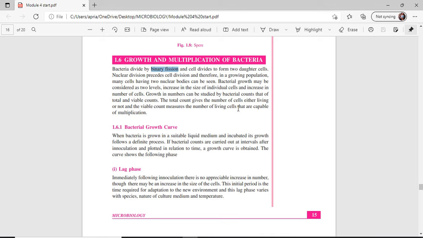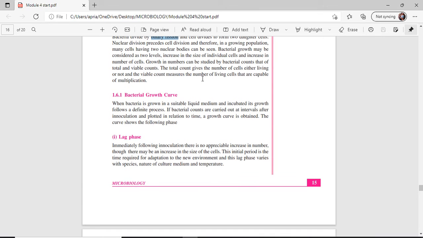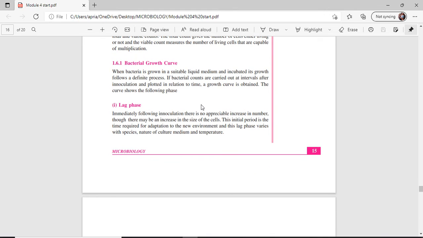So, para mag-isip ka sa mga estimated bacterial growth. Okay? You have here bacterial growth curve. So, what is bacterial growth curve? Okay, it is when bacteria is grown in a suitable liquid medium or incubated in a growth medium, it follows a definite process. Bacterial counts are carried out at intervals after inoculation and plotted in relation to time. A growth curve is obtained. The curve shows the following phases.